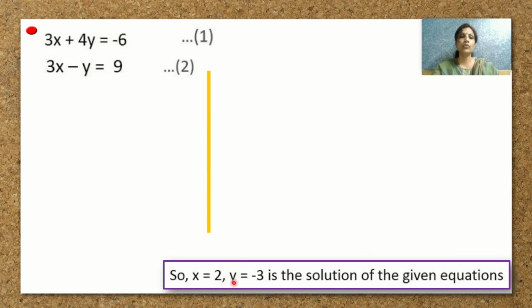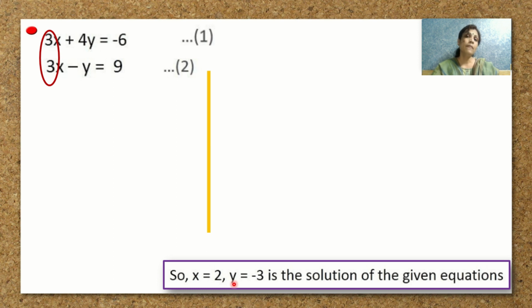We have written both the equations. Now you just see, you have coefficients of x already given similar, 3, 3. You have given coefficients of y. In equation 1 it is 4 and equation 2 it is minus 1. So what will we do? Since the coefficients of x are already similar here, so what we will do?